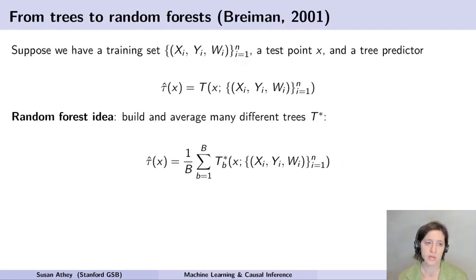Now, how do you go from trees to forests? Well, again, imagine we have a training set with covariates X, outcome Y, treatment assignment W, and a test point. And suppose we have a tree predictor. So we've estimated, say, a causal tree, and for a particular value of X, we have a predictor based on a tree. The random forest idea is to build and average many different trees. So our estimate of tau hat of X can be an average over many trees of estimates of treatment effects.